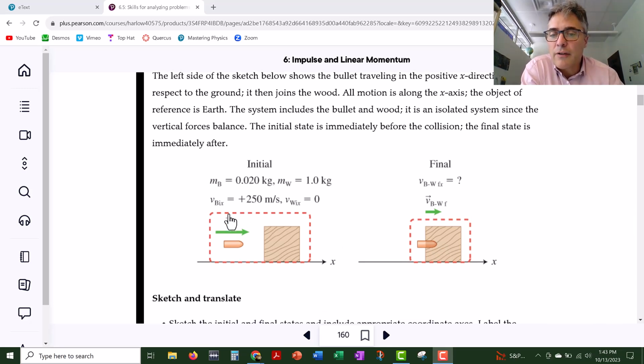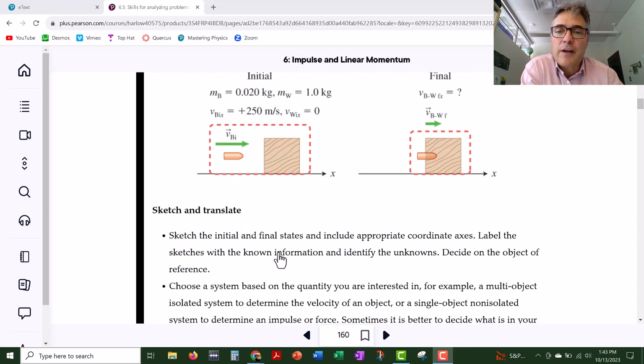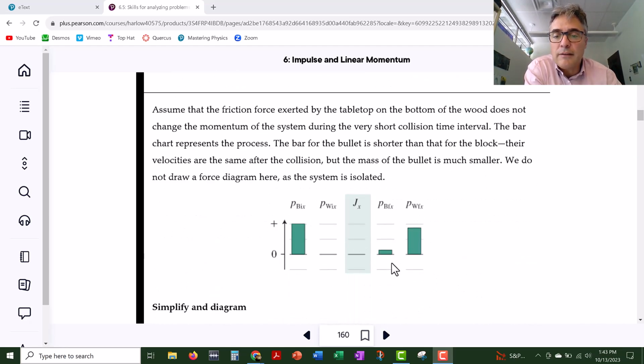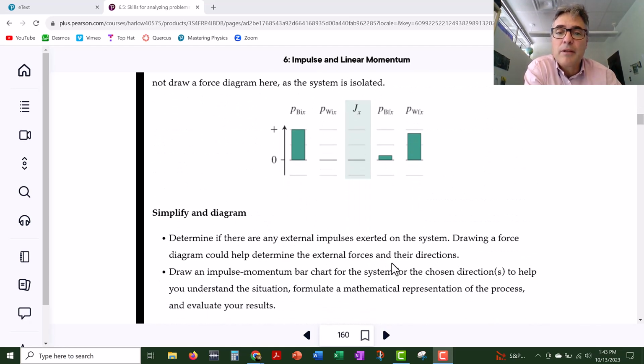They draw this dashed line around the system, defining the system to include the block of wood and the bullet. So the sketch and translate step is you sketch the initial and final states. That's typical for Chapter 6 problems. Then you choose a system, and then in the simplifying diagrams step, you can write out the impulse momentum theorem.